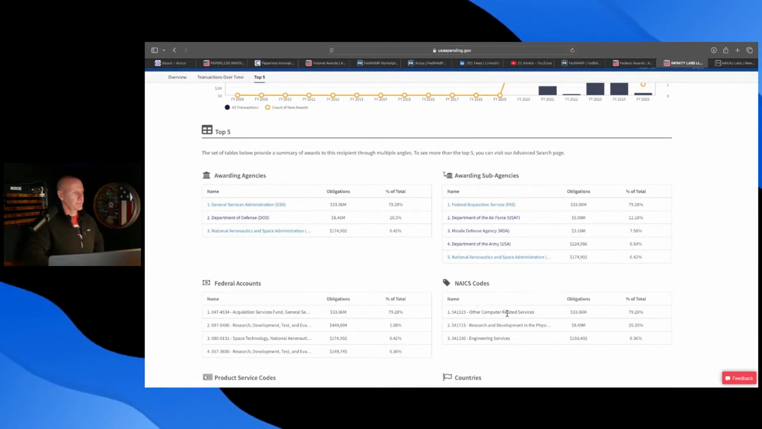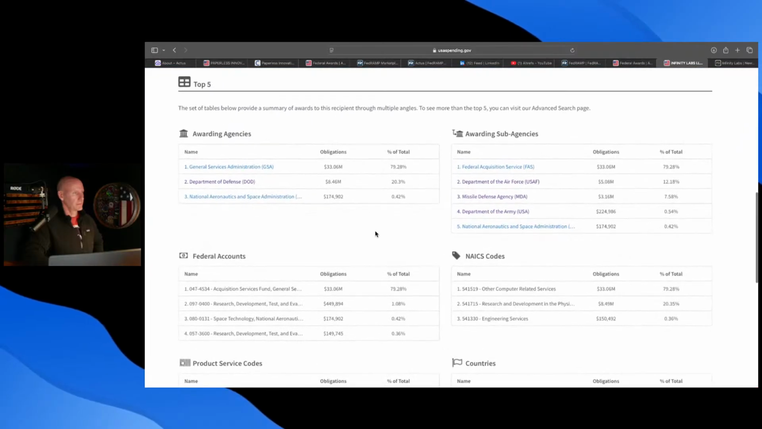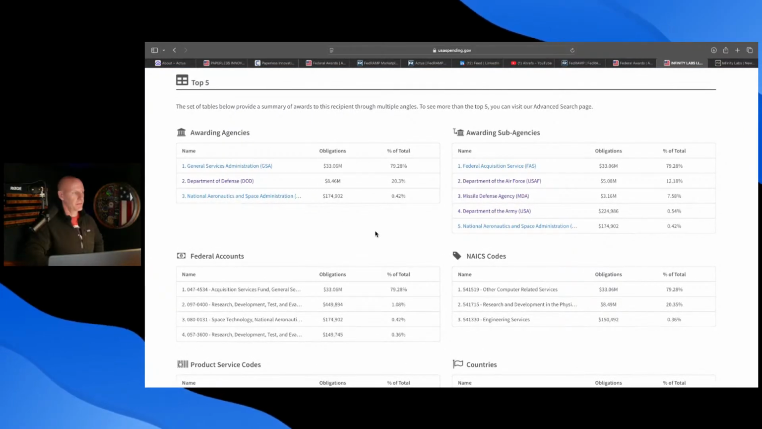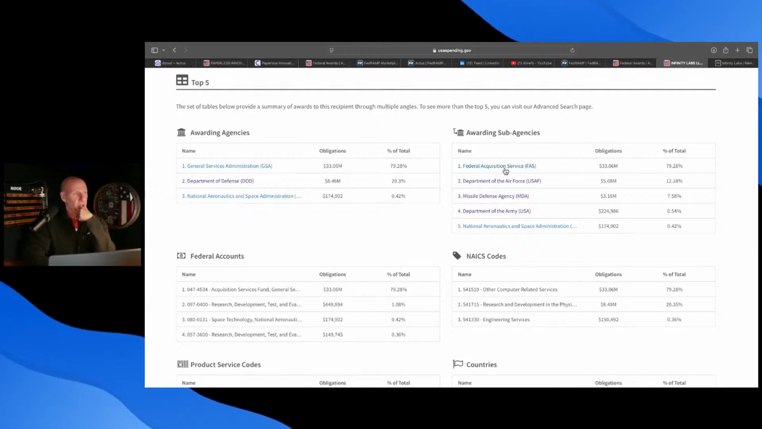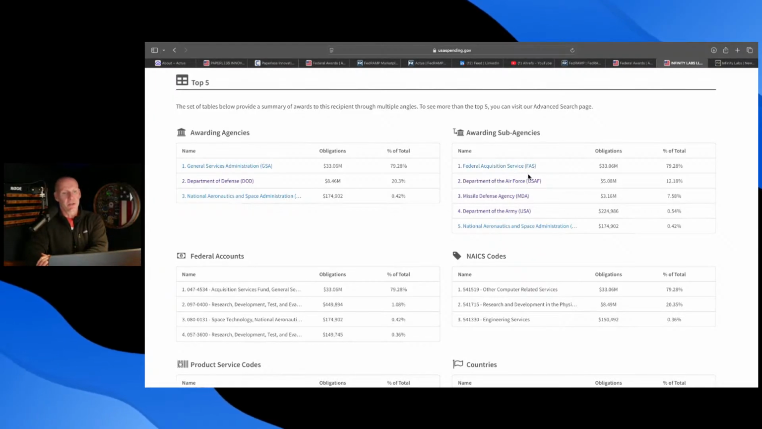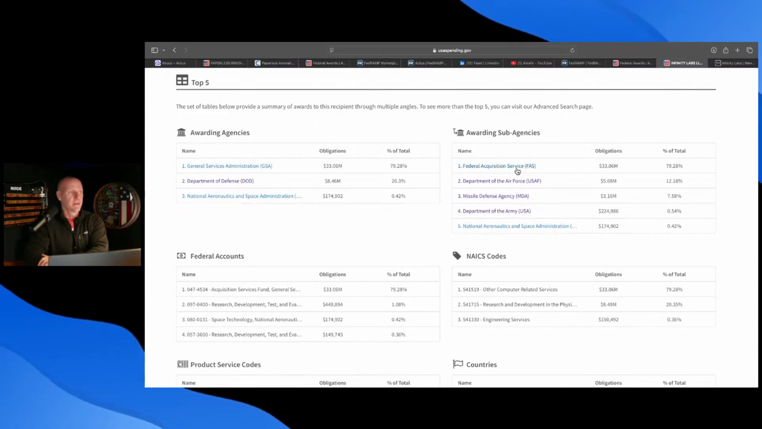All right. Who are they selling to? And we're going to get way more detailed here shortly. They're selling to GSA. They're selling to the Department of Defense. Okay, so this is interesting. Federal Acquisition Service. This usually is an indicator that they have a GSA schedule. So I can show you how to find that out. But this makes me think that some of their purchasing is going through GSA. Federal Acquisition Service is a sub-agency to GSA. You can see GSA right here. Air Force, MDA, Department of the Army.